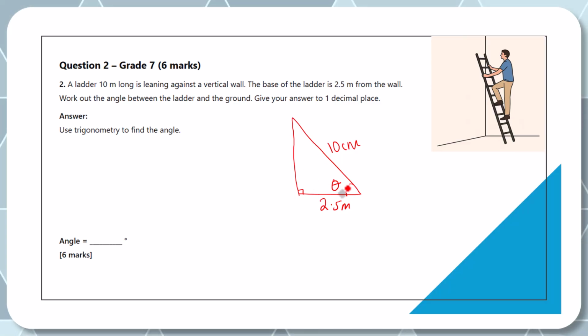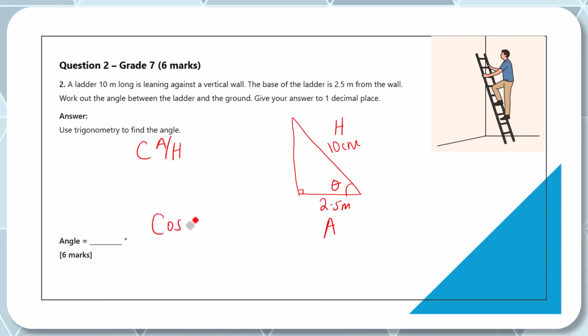Now, before you do this, you need to label your triangle. We know that the longest side is always called H, the hypotenuse, and the side that is close to the angle you're looking for, we call that adjacent. So we're going to be using cosine, the CAH part of SOH CAH TOA. Now, how do we do this? We will say cos theta is equal to A over H. A is always at the top, and H is at the bottom.